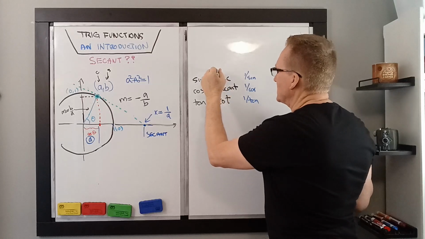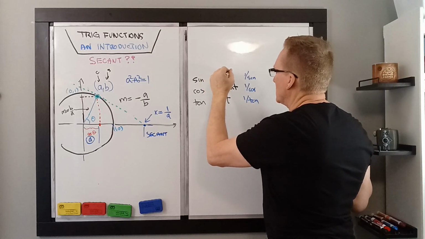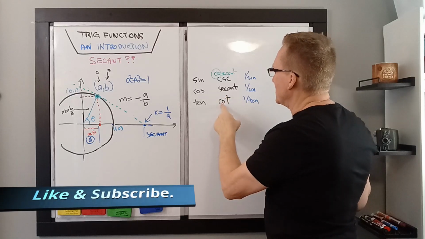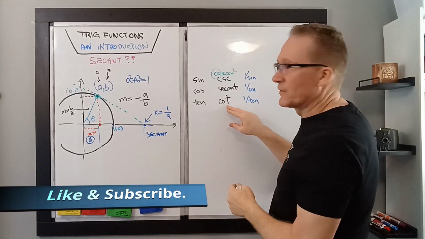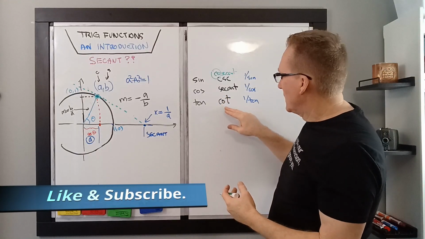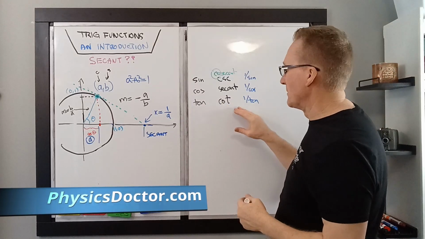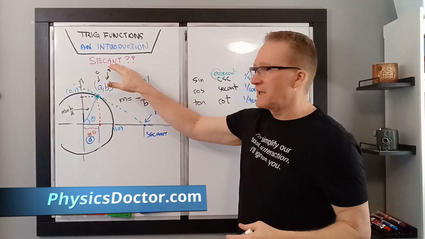The cosecant is the complementary function to the secant, and then the cotangent here is both a reciprocal and a complementary function to the tan. It's the only one that does that. It does both at the same time. So I hope that helps you to understand the secant a little bit better.